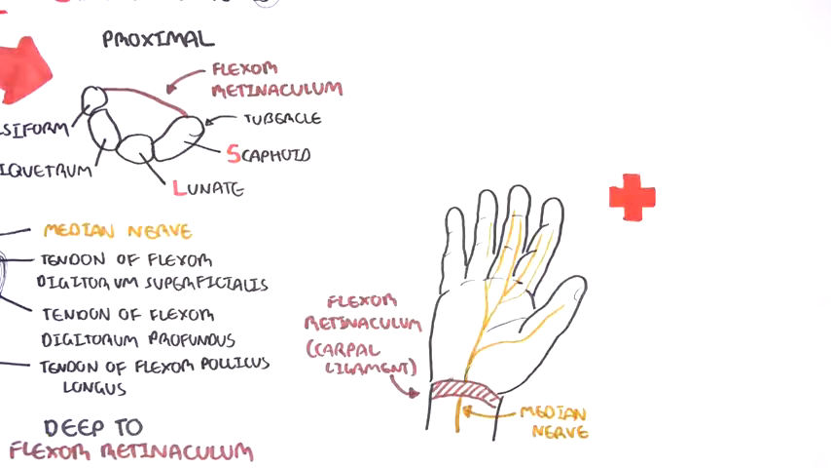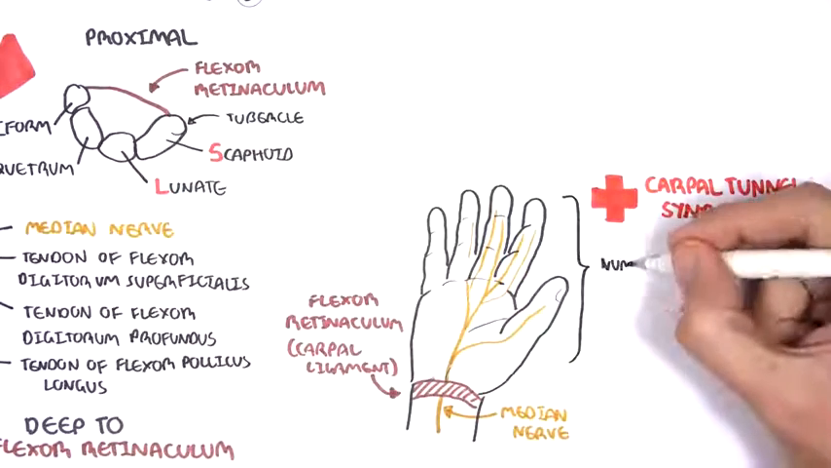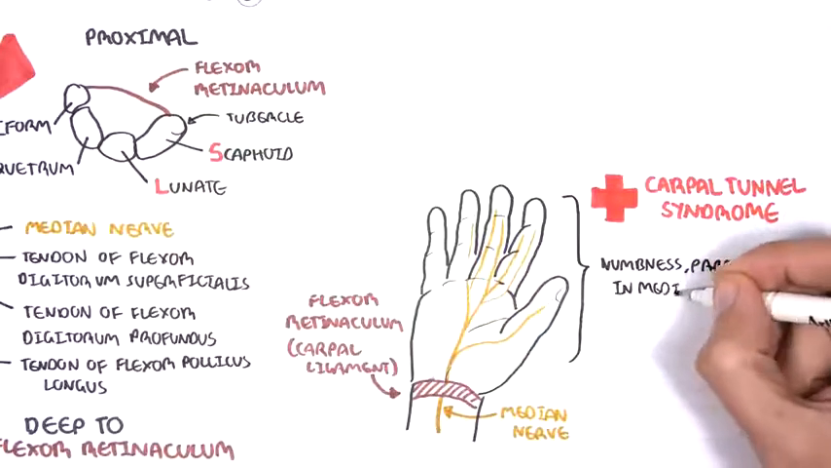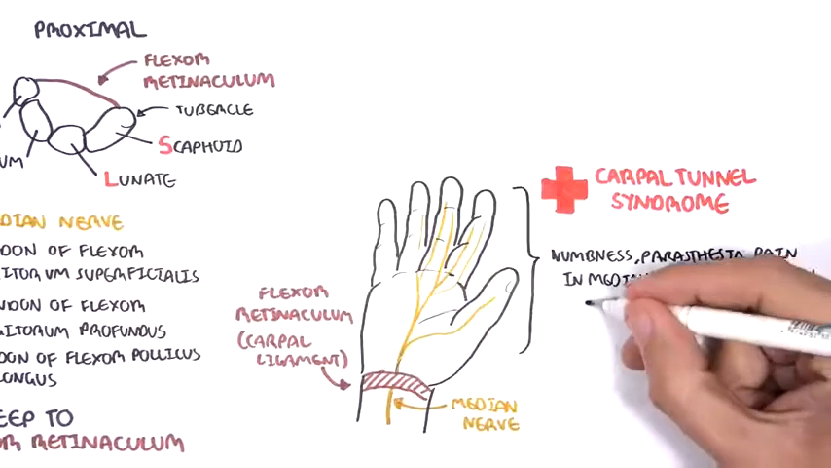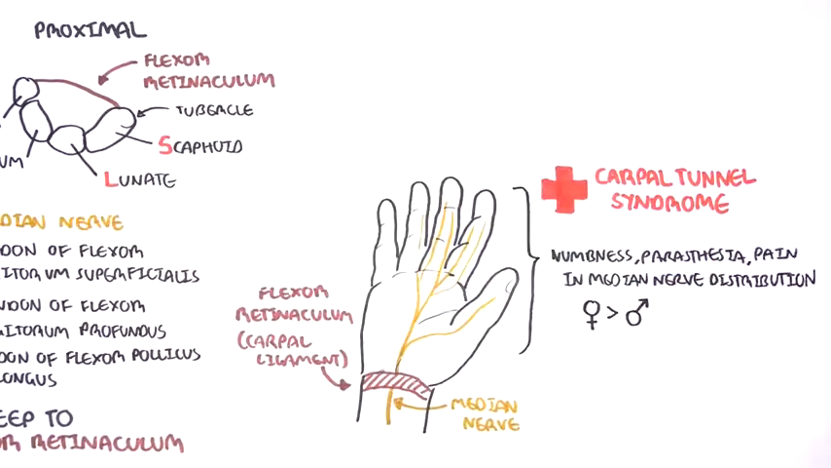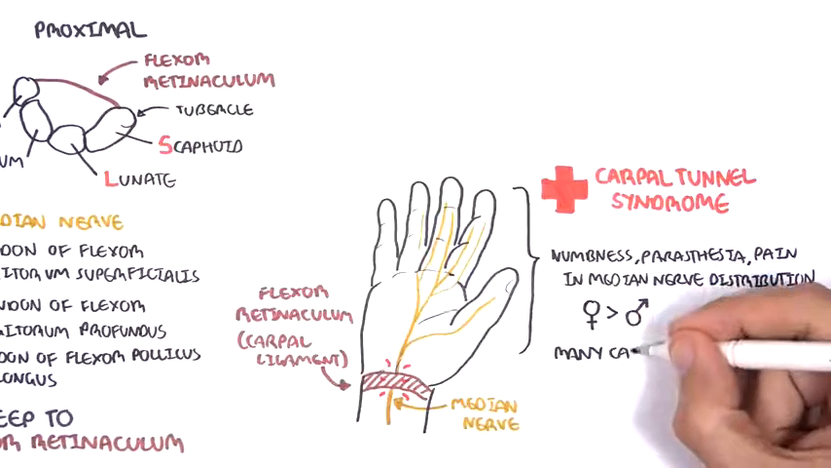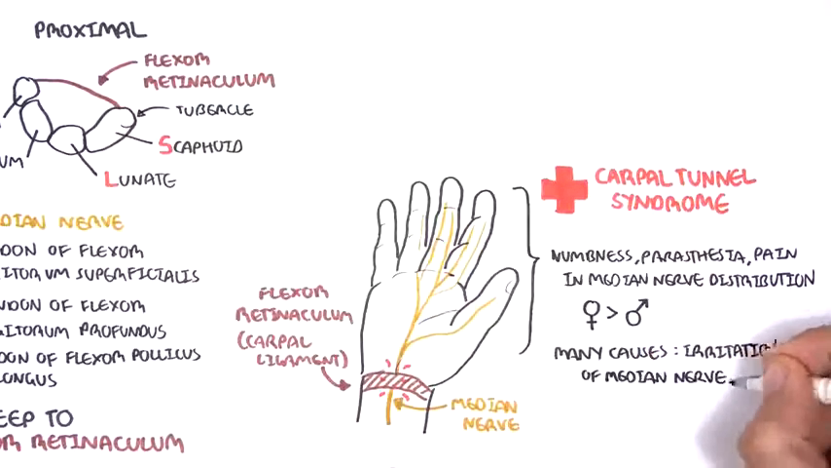Carpal tunnel syndrome is where you get compression of the median nerve at the flexor retinaculum, causing numbness, paresthesia, and pain in the median nerve distribution. Carpal tunnel syndrome affects females more than men. And there are many causes that actually can cause carpal tunnel and irritate the median nerve.